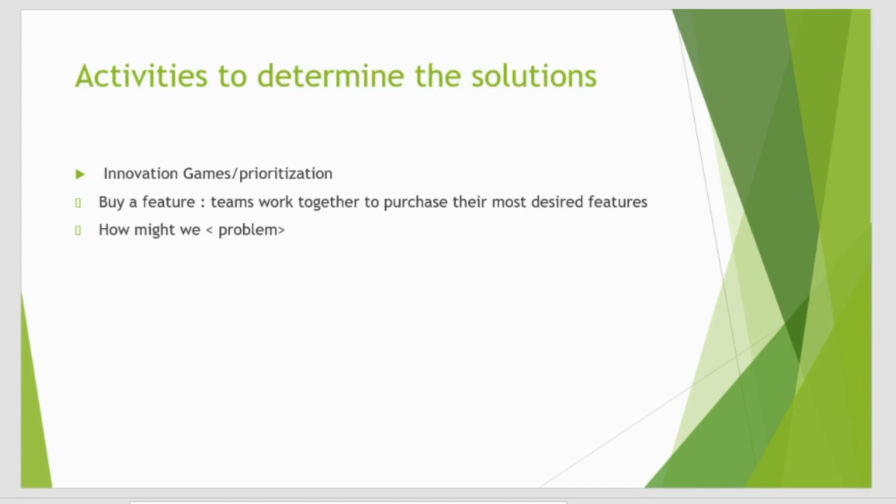Now, what activities can you do to determine the solution? So the innovation game again, prioritization. There's lots of methodology around prioritization. You can do MoSCoW, you can do Kano, there's a number of things that you could do there. Buy a Feature is also good, where you have a set amount of money and you have to put your money where your mouth is. So if you think this is the most important feature, then you spend more money on it, and then your money runs out at some point. So you can see what you've bought, and what you've bought indicates how valuable you think it is, right?